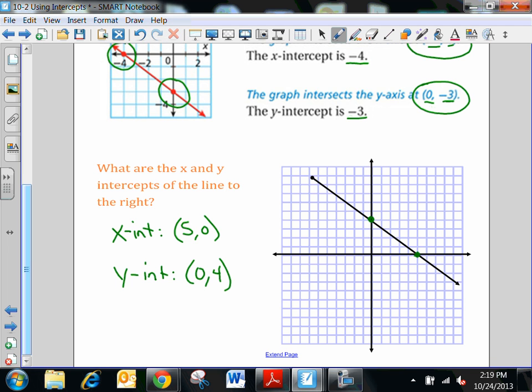Okay. The number one problem is people switch. They put these in the wrong order. Remember, it's x and y, x and y. And when you have the x-intercept, the y is 0. When you have the y-intercept, the x is 0. Okay. Next slide.